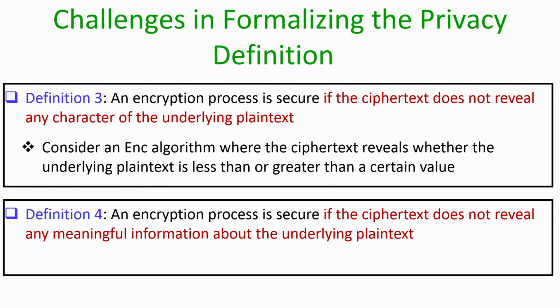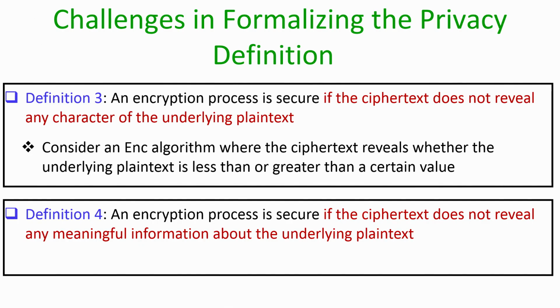So, let us try to fix this potential problem in definition 4, and definition 4 says that an encryption process will be considered secure if the ciphertext does not reveal any meaningful information about the underlying plain text. That means it should not only hide the underlying plain text, it should also hide whether the message is less than a certain value, greater than a certain value, and so on.